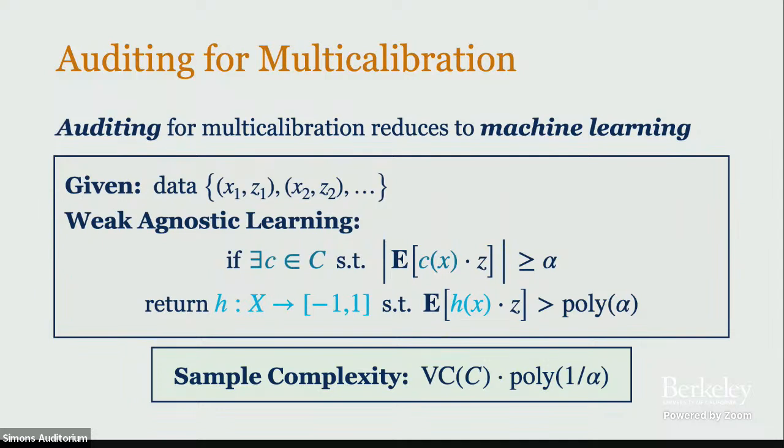So, Megan, what happened to the conditional P of X? Yeah, it can be a Turing reduction, where we think about each level set separately and run, let's say, 1 over alpha iterations of the weak agnostic learning based on just the conditional distribution.